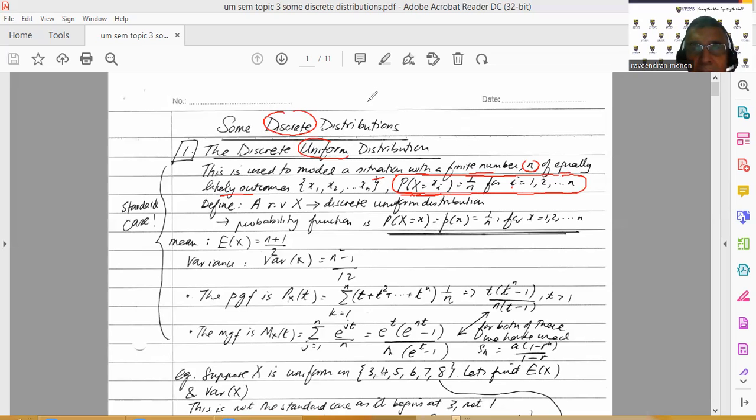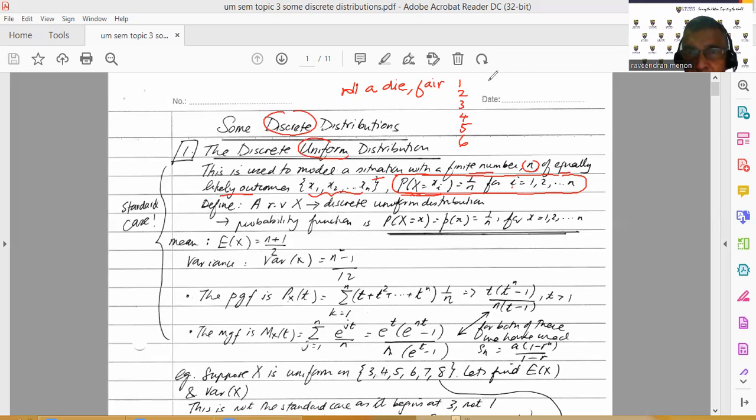So let me just remind you of a simple example. When we roll a die, let's say we roll a 6-face die, and it is a fair 6-face die. So the outcomes will be 1, 2, 3, 4, 5, and 6. These are the possible outcomes.